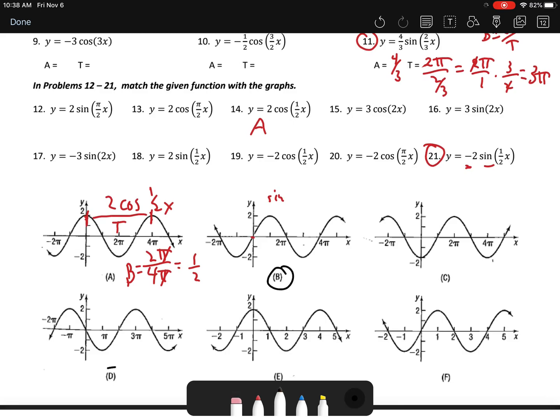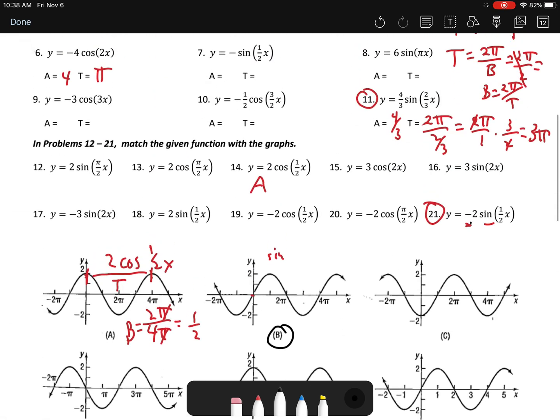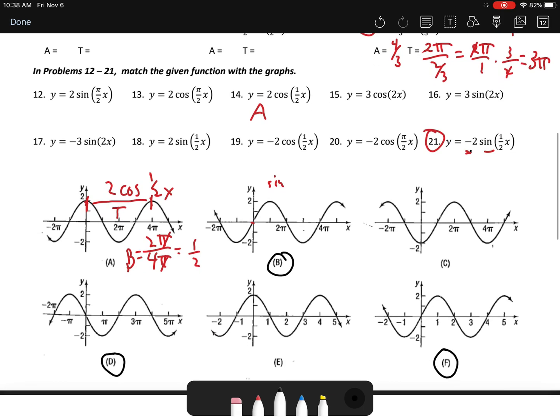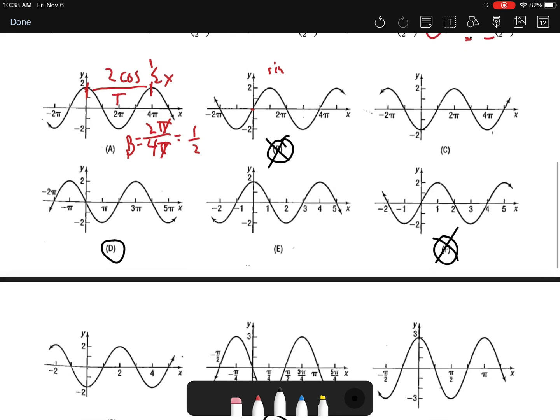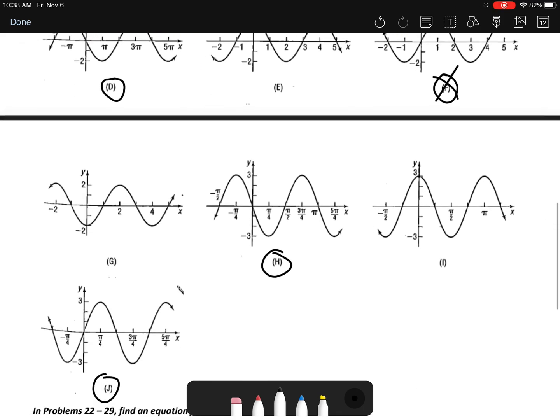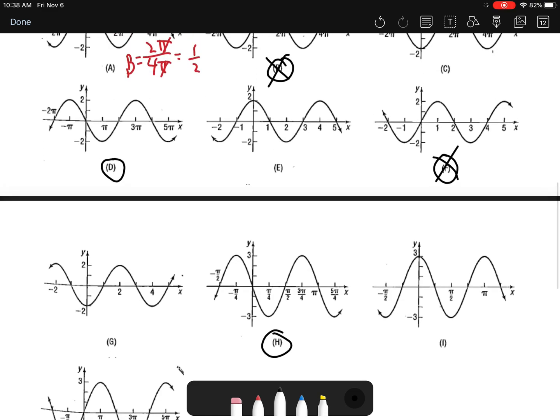Could it be B? Could it be C? Nope, can't be C. Could be D. Can't be E. Could be F. Can't be G. Could be H. And it could be J. However, it says negative, so it's going down. So it can't be B. It can't be F. It could be D. It could be H, but it can't be J. So we're down to 2 equations. It's either D or H, or 2 graphs.